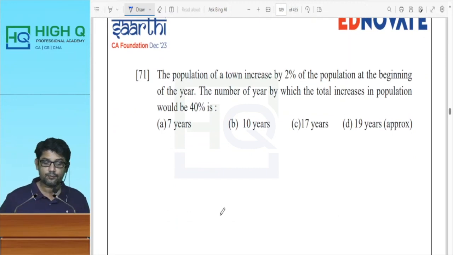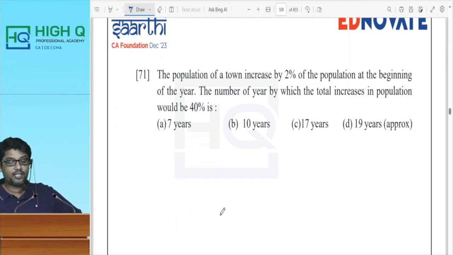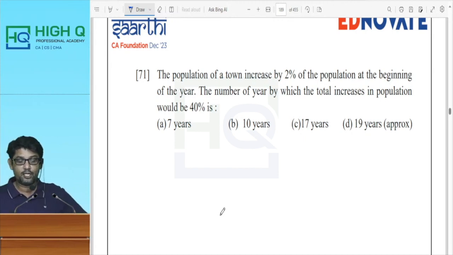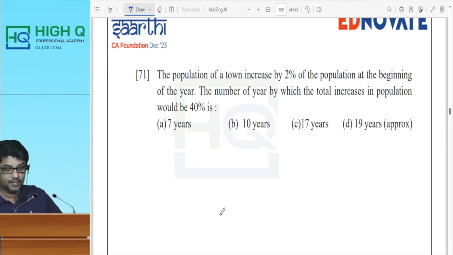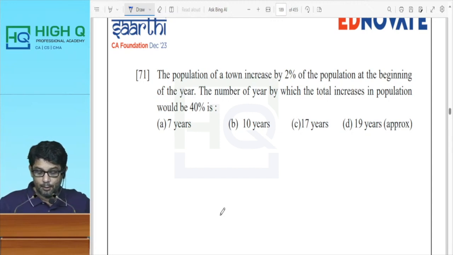Now, the population of a town increases by 2% of the population at the beginning of the year. The number of years by which the population increases to 40% will be what? Now, for this particular question, for rate of increase in population, what do we always have to take, my dear? Compound interest formula only is to be applied. Okay.